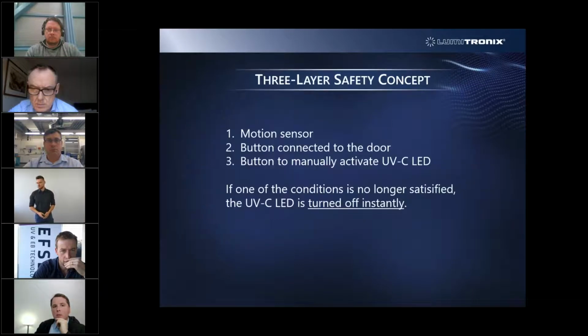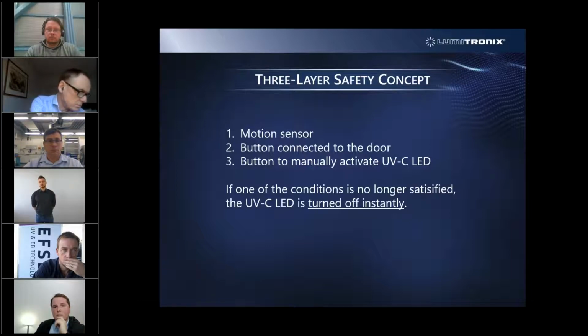Yes, thank you, Peter. Now, to ensure safe usage of our UV modules in the simulated setup, we came up with a 3-layer safety concept that consists of a motion sensor that is placed inside the room to make sure that there is no movement inside of the room, and also a button that is connected to the door to have a feedback of whether the door is open or closed.